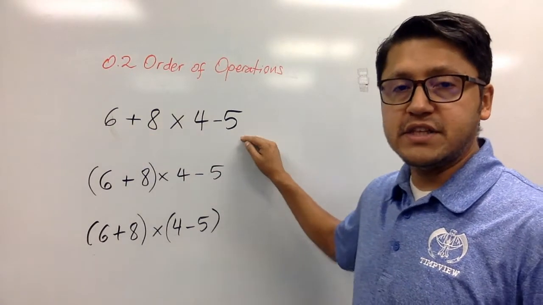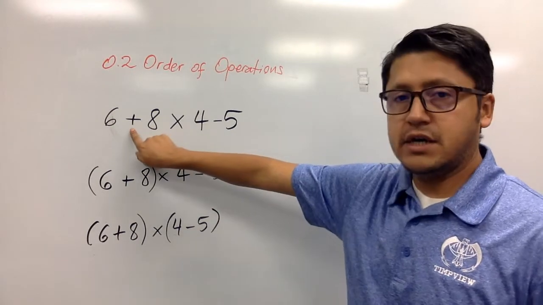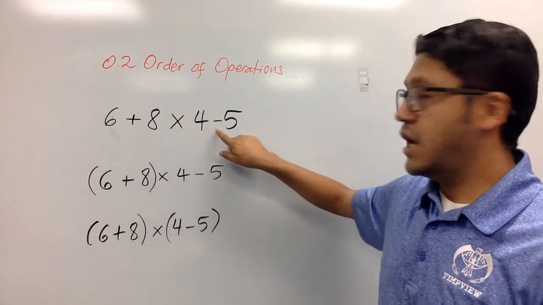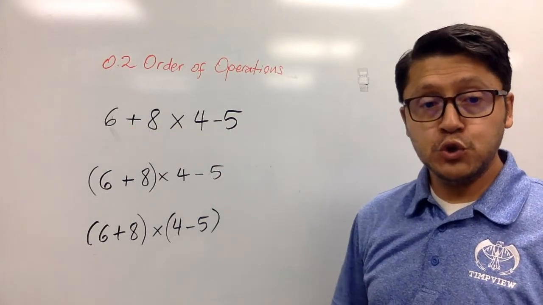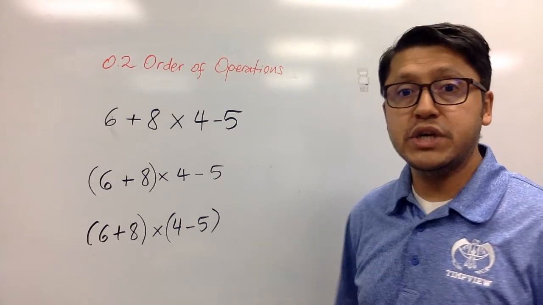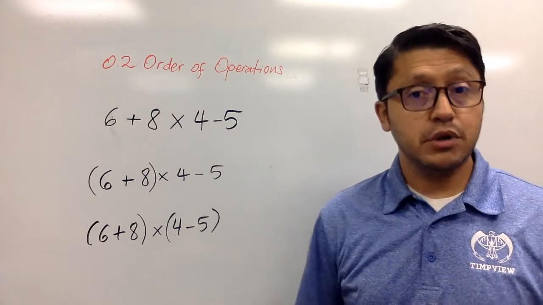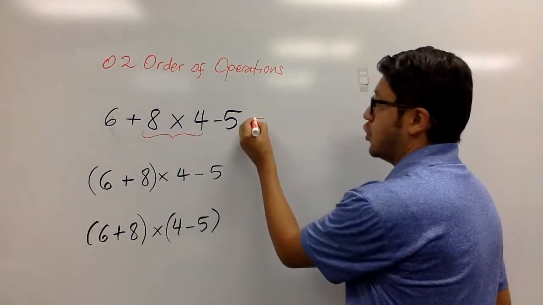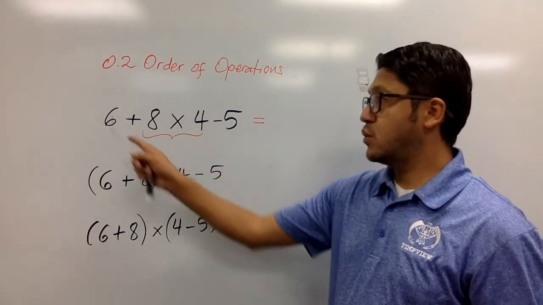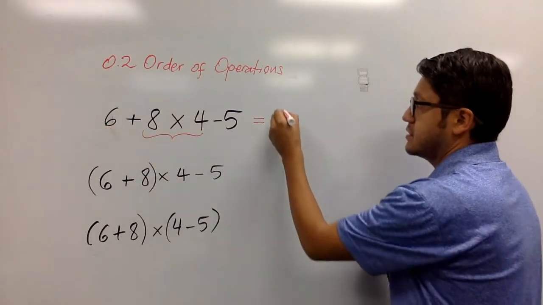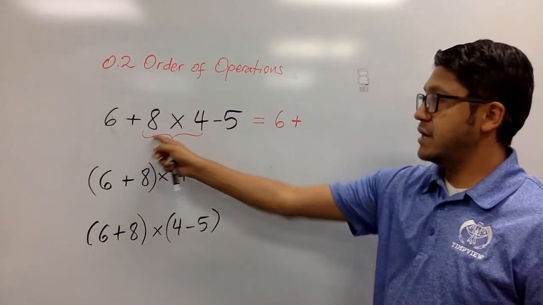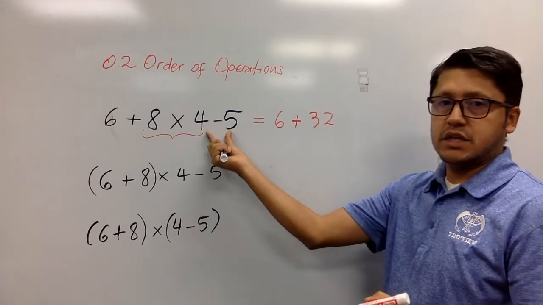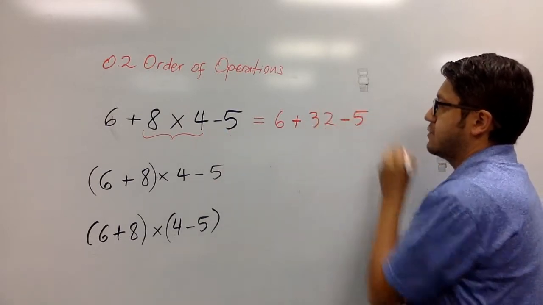If you take a look at this one, you have an addition, a multiplication, and a subtraction. Due to the order of operations, we know that we have to face the multiplication first. So if I solve it, I will get 6 plus 8 multiplied by 4 is 32. And then I keep writing the minus 5, right?